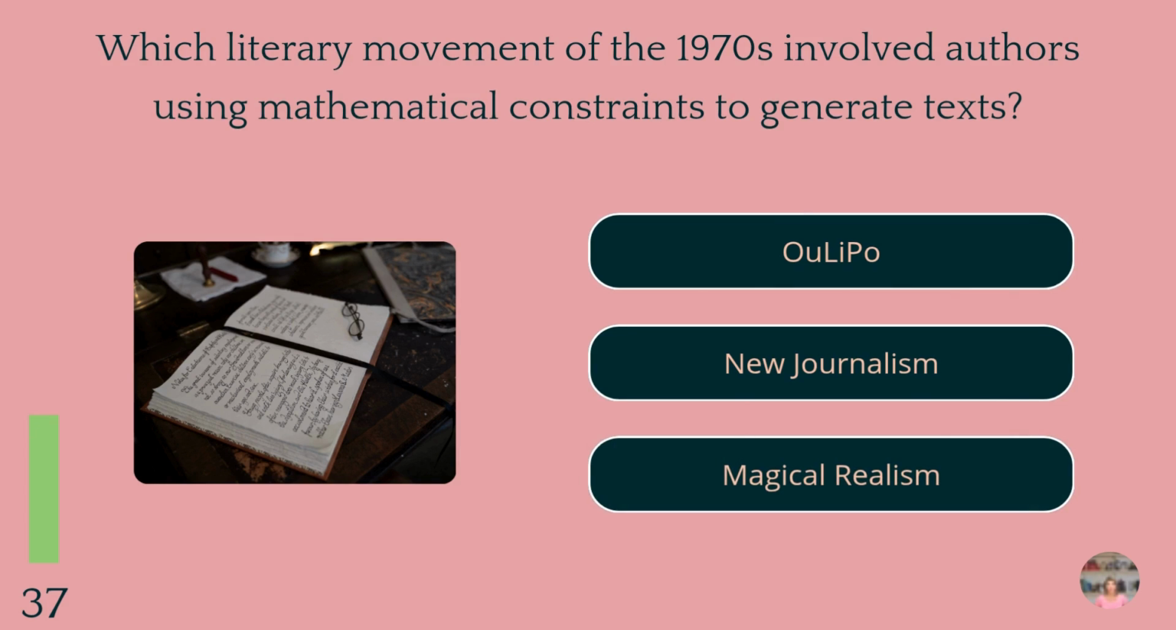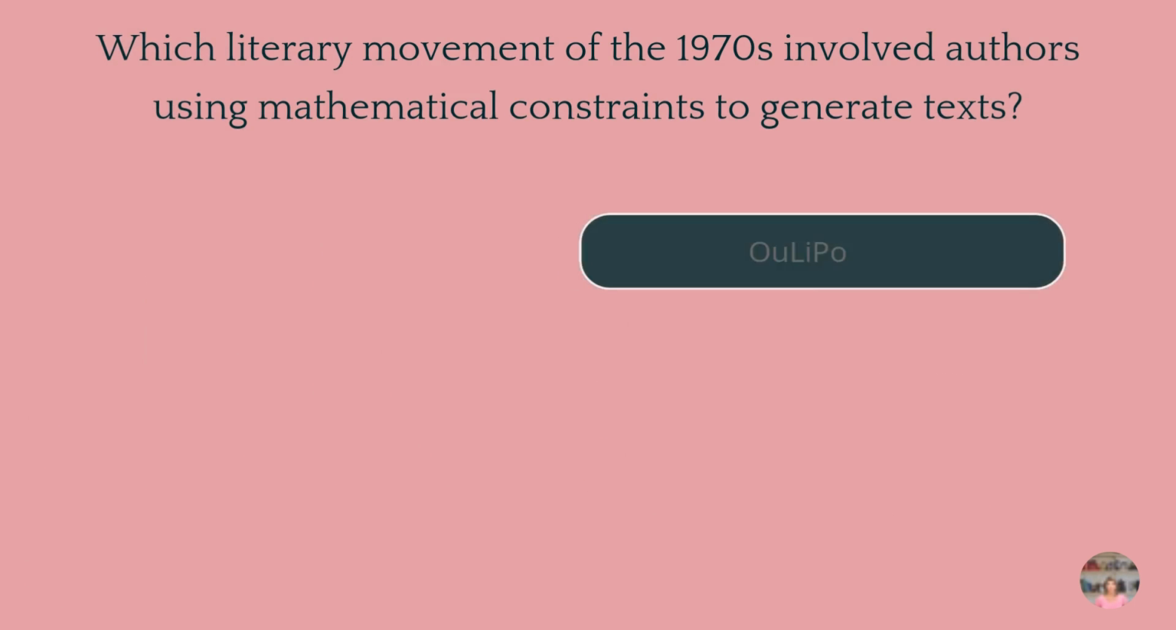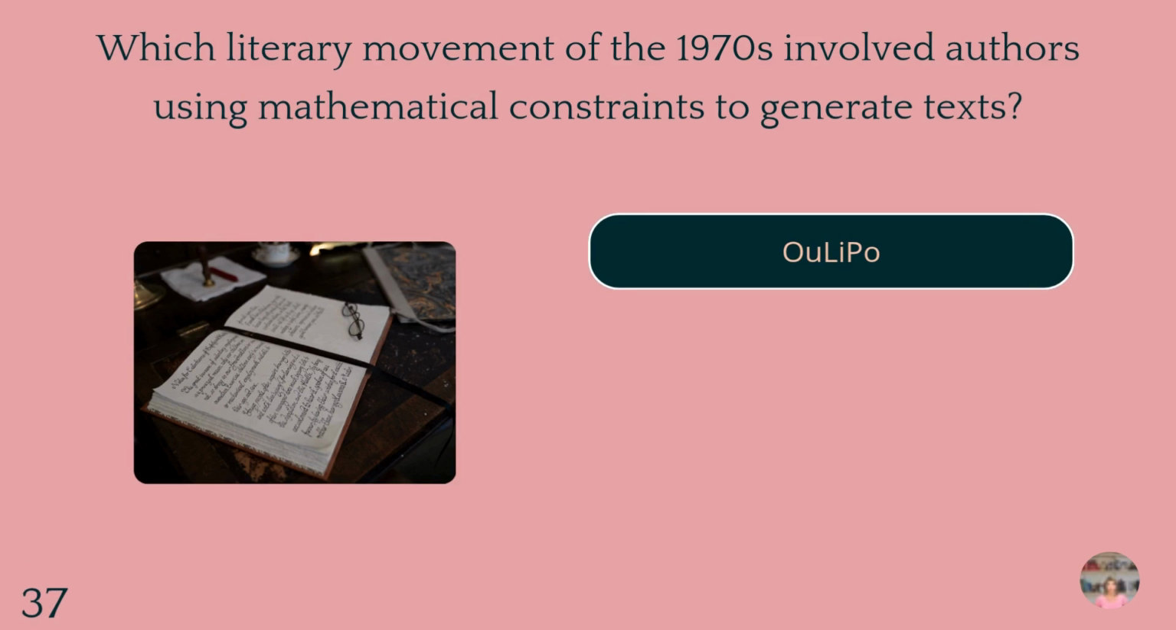Which literary movement of the 1970s involved authors using mathematical constraints to generate texts? Oulipo, New Journalism, or Magical Realism? Oulipo.